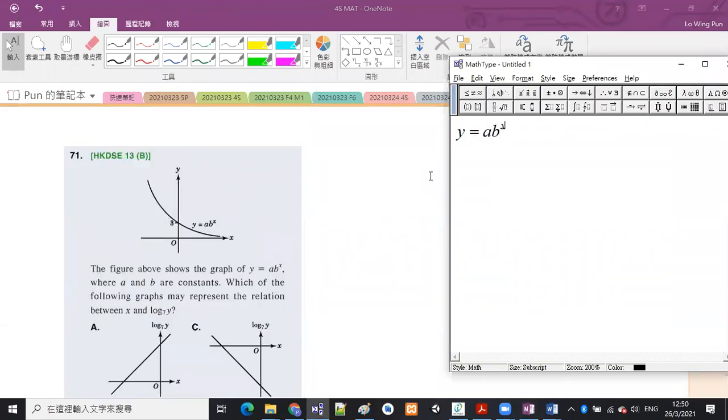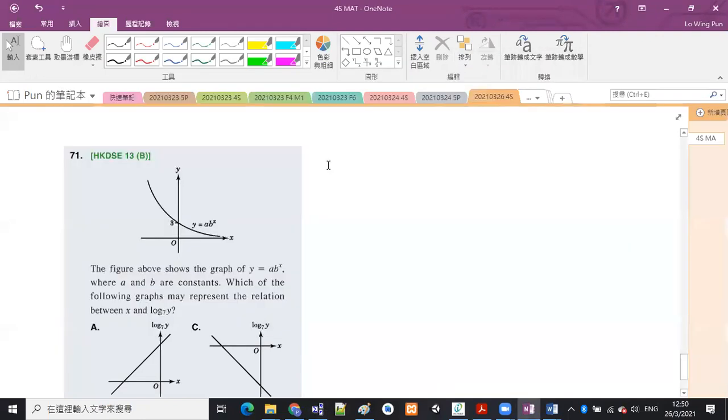y equals a times b to the power x. What information do we have? The y-intercept is equal to 3. So the coordinates of this point are (0, 3). So we just put (0, 3) into this equation first. 3 is equal to a times b to the power 0. But b to the power 0 is equal to 1. So a is equal to 3. Okay, first, we can find that a is equal to 3.